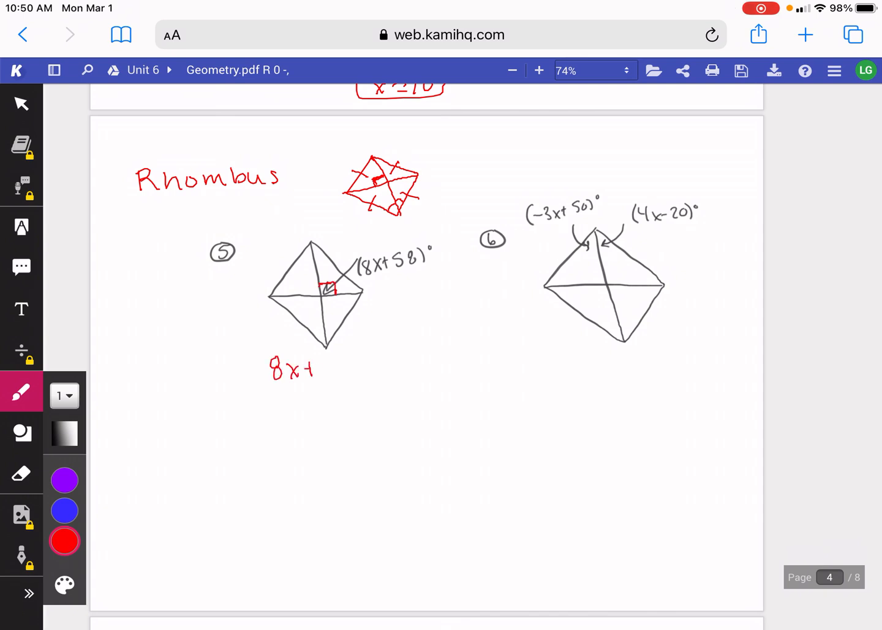So I can say 8x plus 58 equals 90, and then solve for x. So here I get 4 for my answer. In this next picture, they're looking at one of the corner angles. We know they're bisected. That means they're congruent.